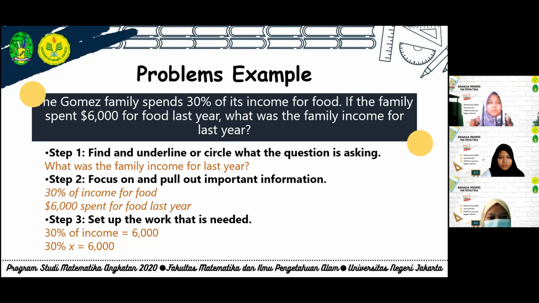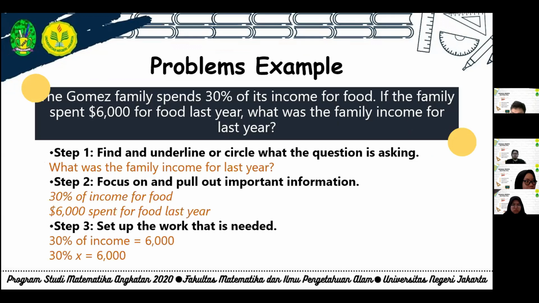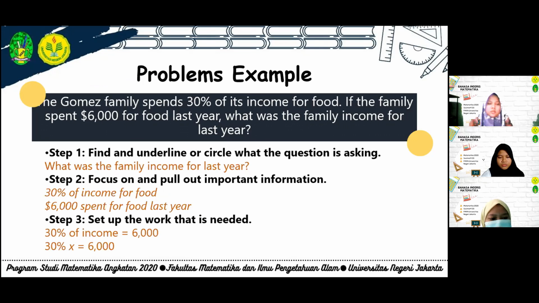Step 2. Focus on and pull out important information. That is, 30% of income for food and $6,000 spent for food last year. Step 3. Set up the work that is needed. 30% of income equals 6,000. We can change the word income with variable x.